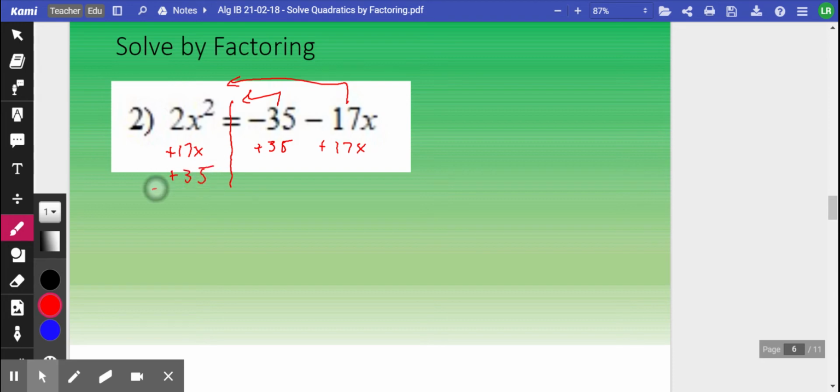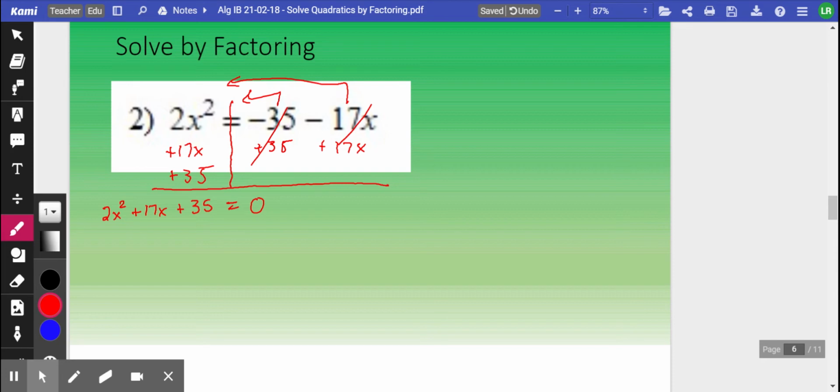Now, here's the thing. None of these are like terms. So I need to write these down separately and in order. So x squared, then my x plus 17x, then my constant plus 35. It's got to be in the correct order. Equals, those all cancel out, so equals 0. First goal set out, ready to go.